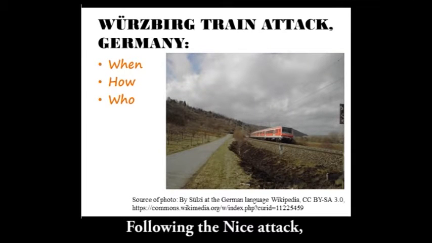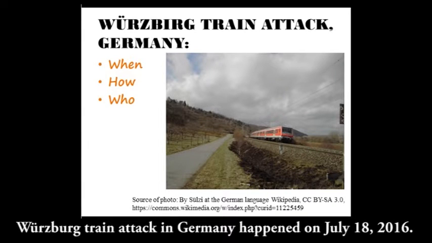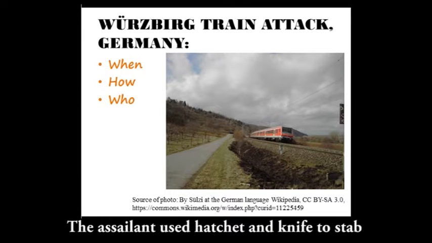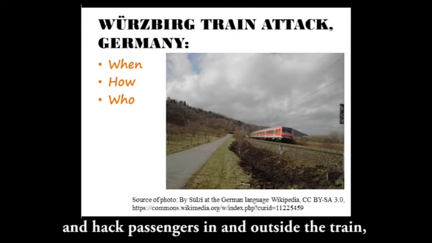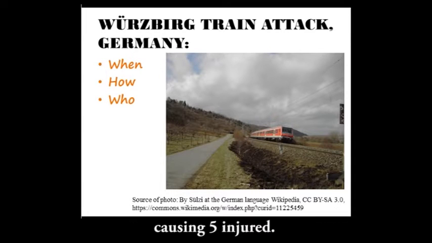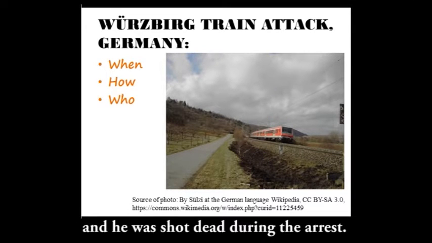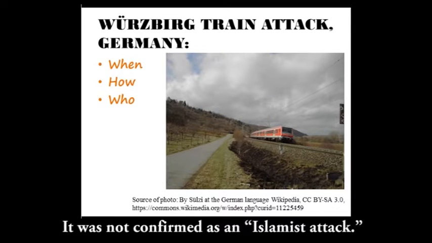Following the Nice attack, Wurzburg train attack in Germany happened on July 18, 2016. The assailant used hatchet and knife to stab and hack passengers in and outside the train, causing 5 injured. The attacker was a 17-year-old Afghan refugee, and he was shot dead during the arrest. It was not confirmed as an Islamist attack.